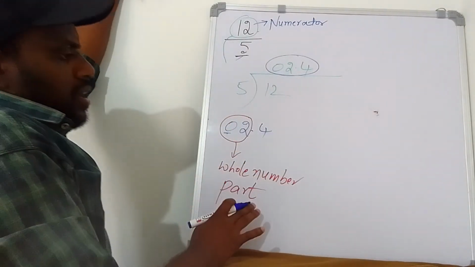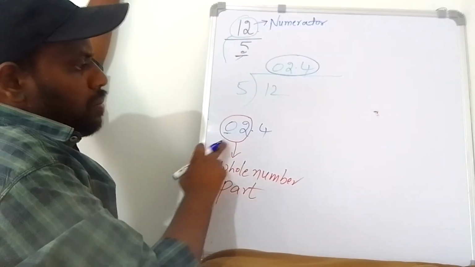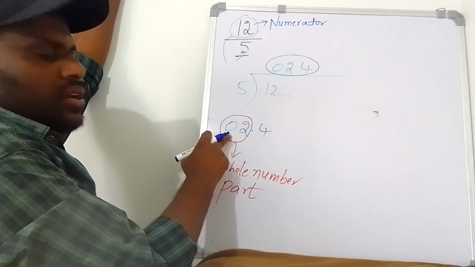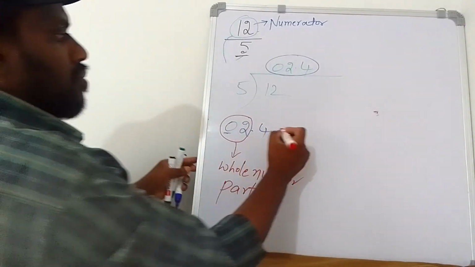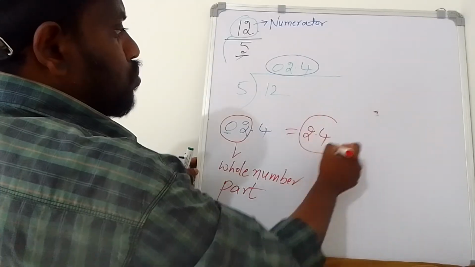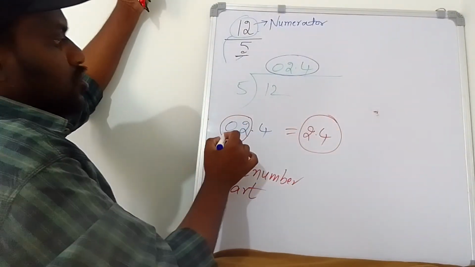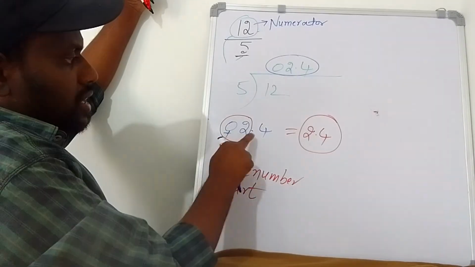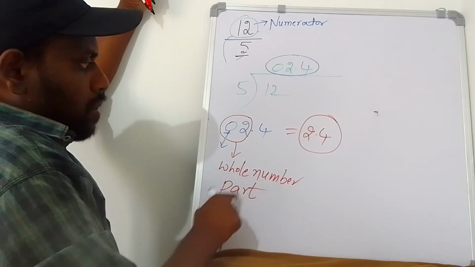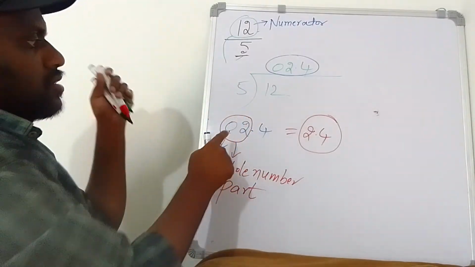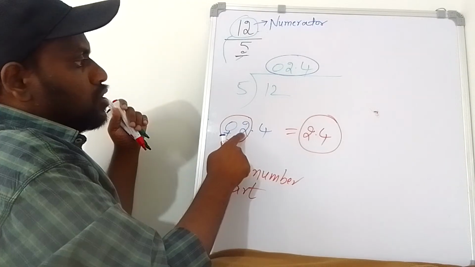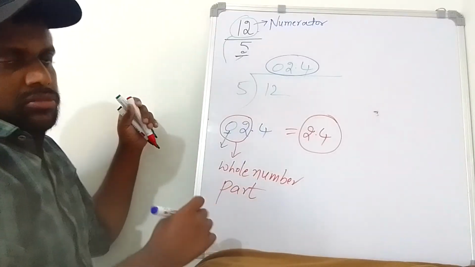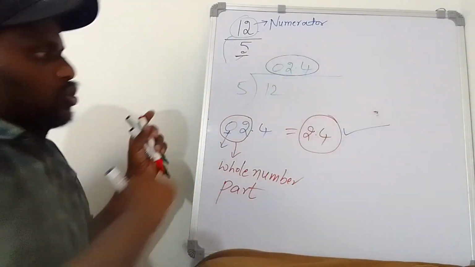Remember, in the whole number part, if the first digit is 0, we can discard it. I just discarded this 0 because it's the first digit in this whole number part. 02 is the whole number part, the first digit is 0, so 02 is equal to 2 only. So 02.4 is equal to 2.4. Now this is the answer, 2.4.